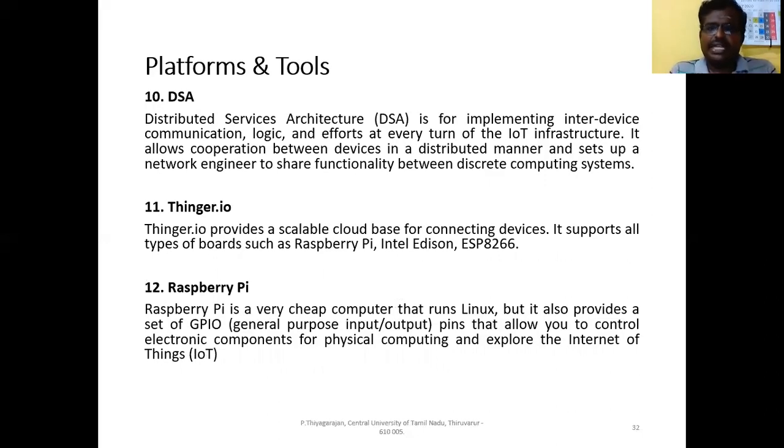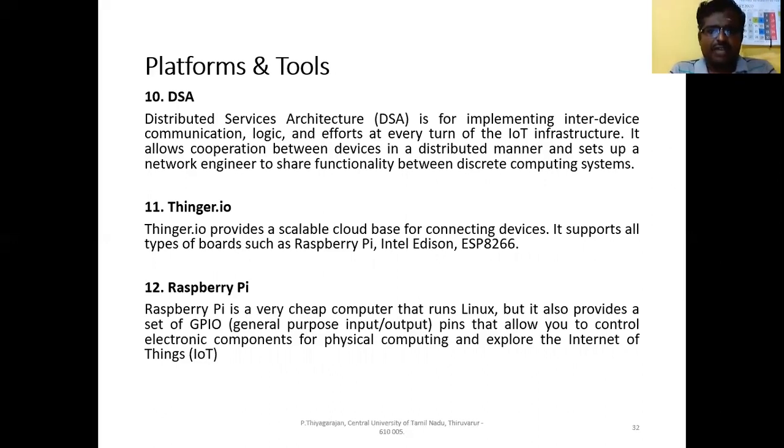Next, we're going to see the DSA platform. DSA stands for Distributed Service Architecture. This platform is mainly used when we have IoT infrastructure distributed at various locations. It's something very upcoming, and it has been extensively used for distributed IoT applications.